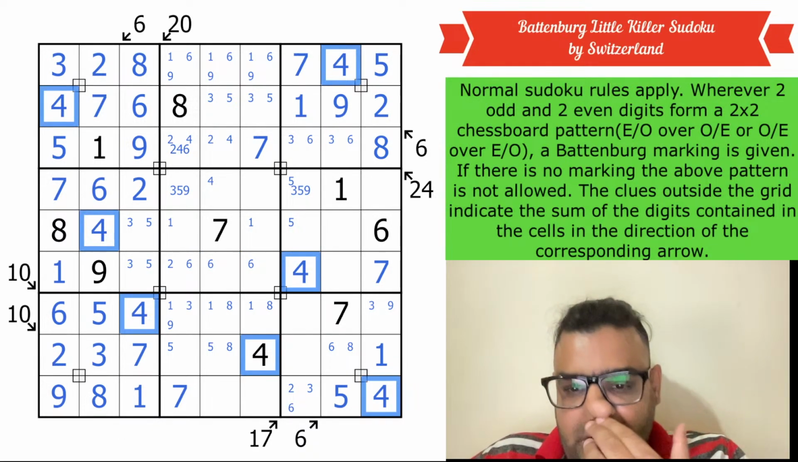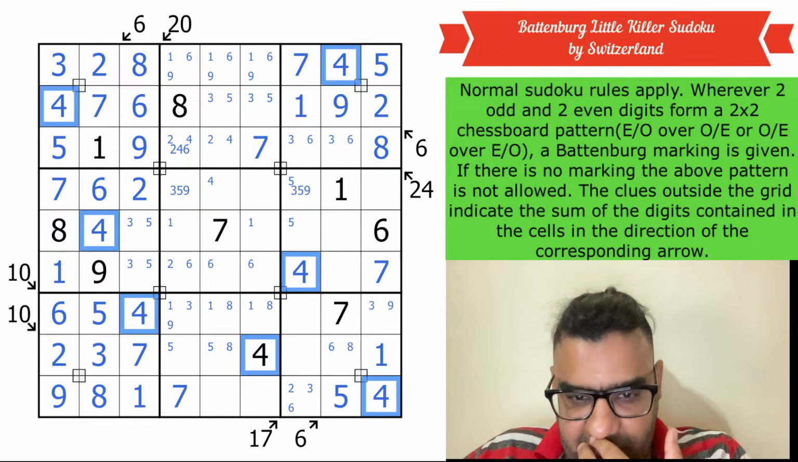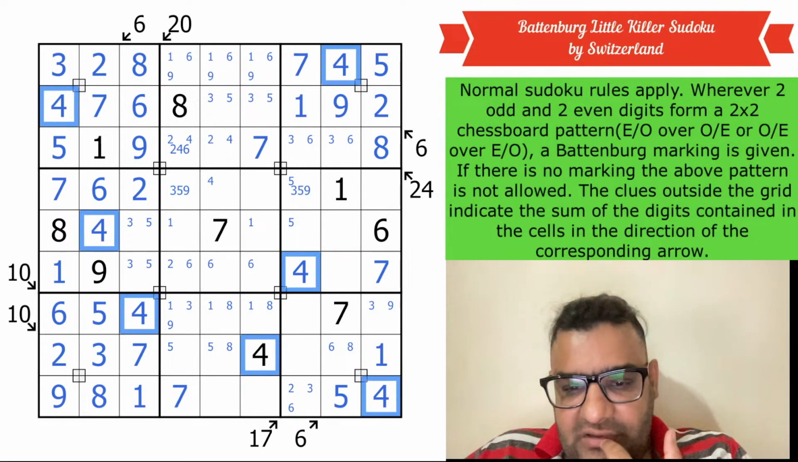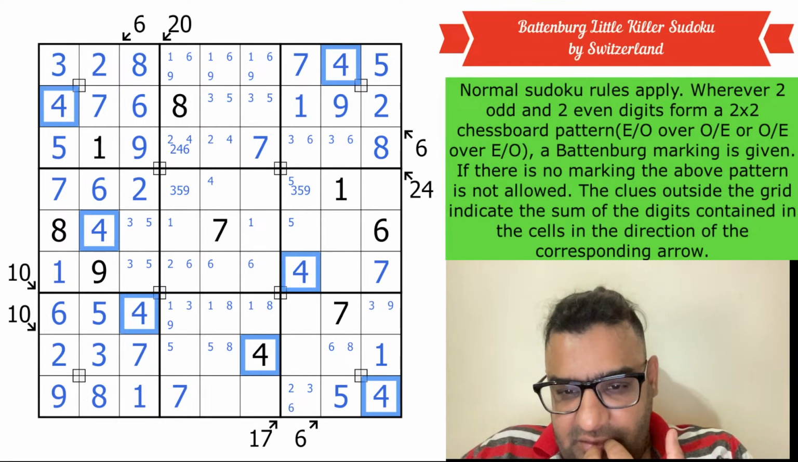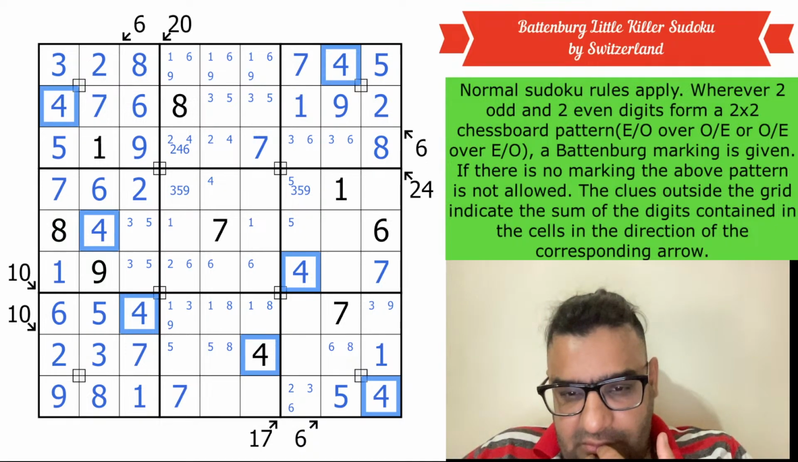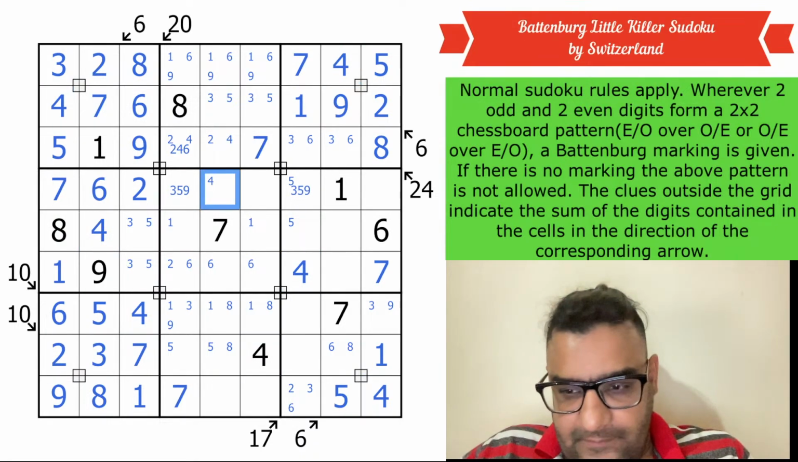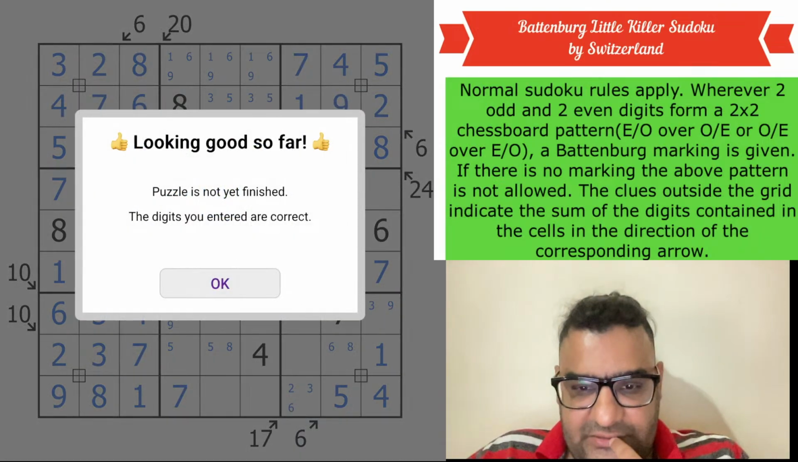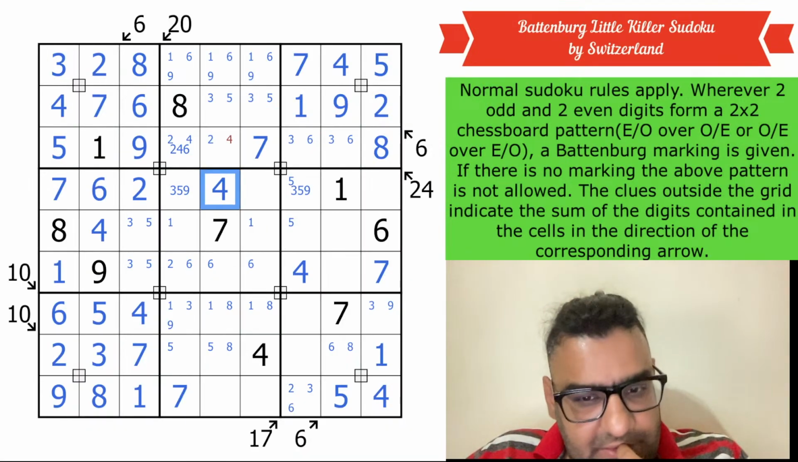If I check 4 again, this cannot have a 4, this cannot have 4. These three can have a 4. Okay, these three numbers cannot have 4. So 4 can be in one of these two. But this cannot have 4 because it is going to be an odd number. So 4 is here. If I check, yes, I am right.